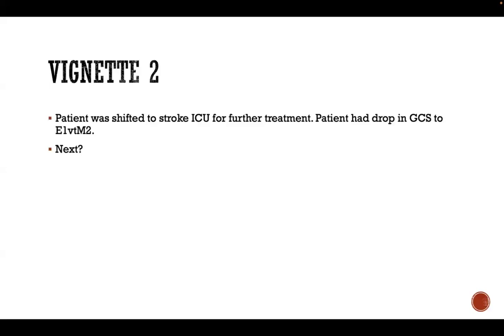So this patient was shifted to the ICU after thrombolysis. You are managing with all these things. Patient had a drop in GCS to E1 VT M2. Okay, what is the next step in this patient management?